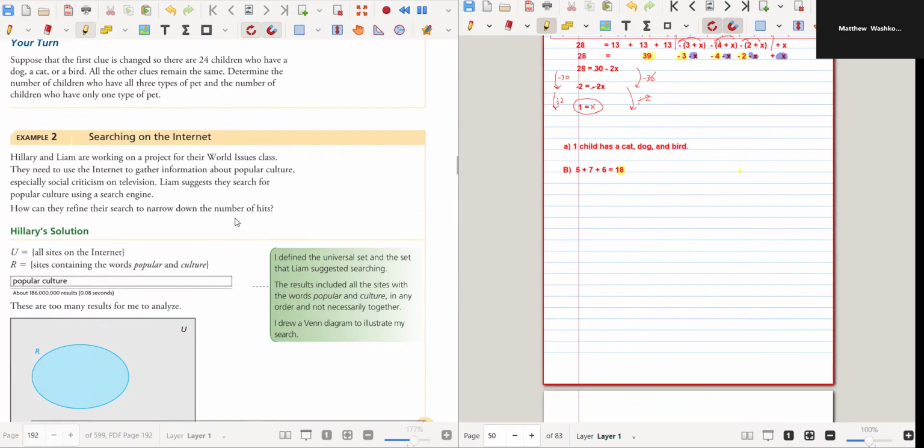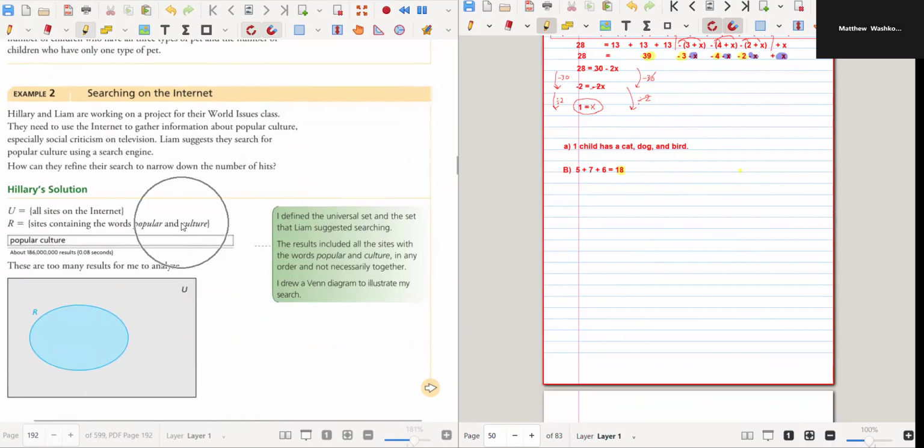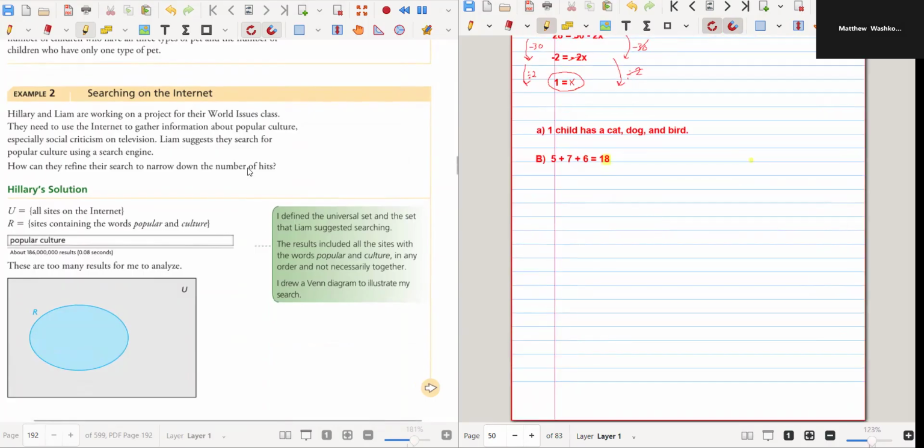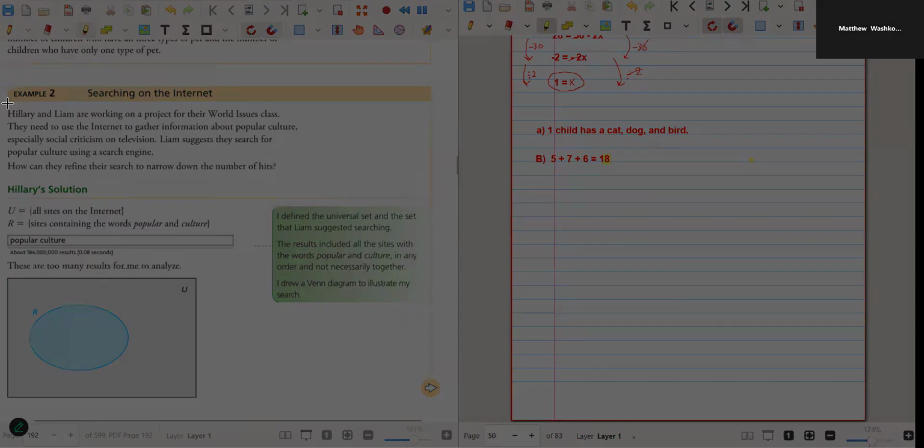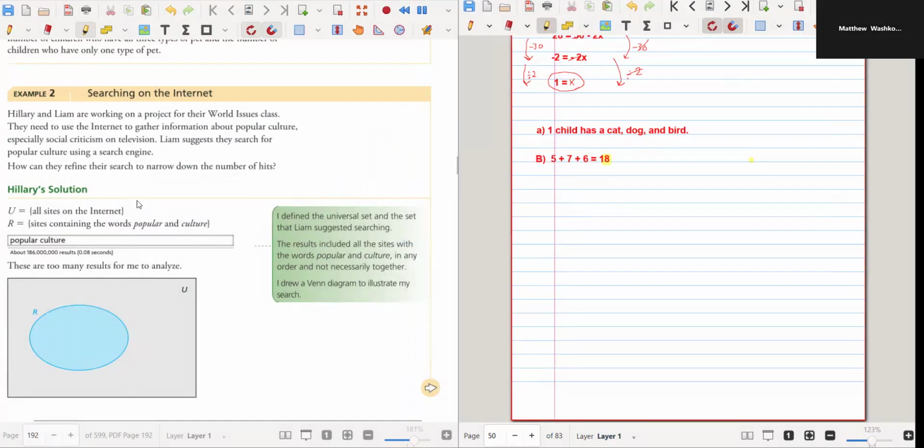Let's do this one. I like this one. In this case, I'm going to be referencing what they're doing here to give you guys some ideas. Because one, this is a real-world practical skill. When you use Google, this happens every single time. All right, so example 2.